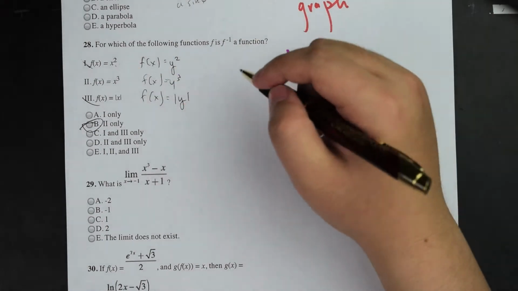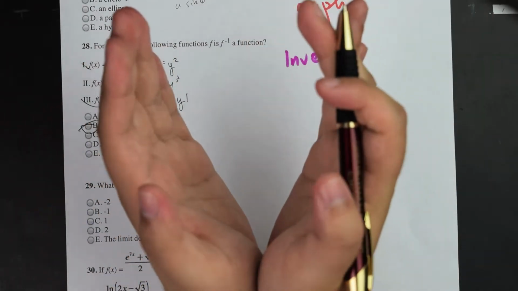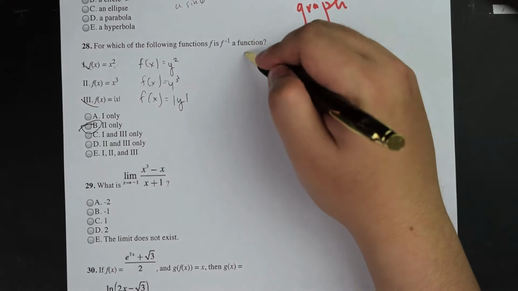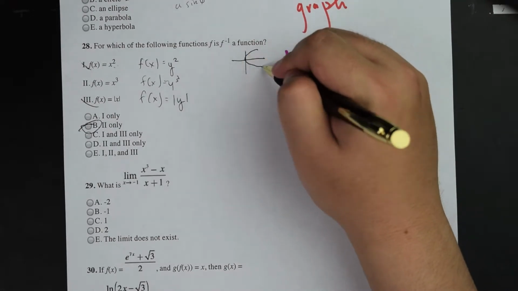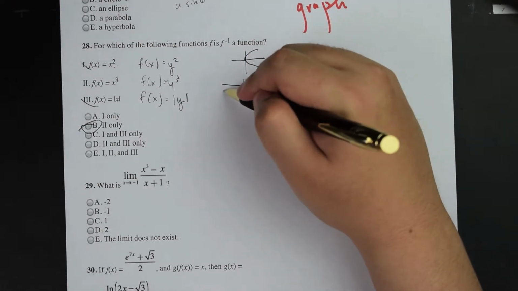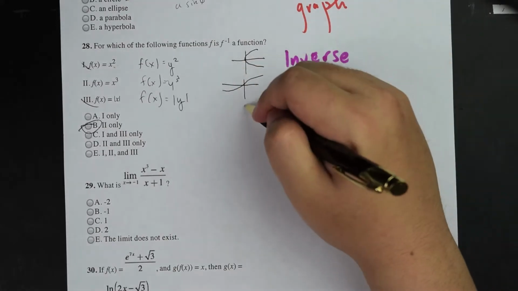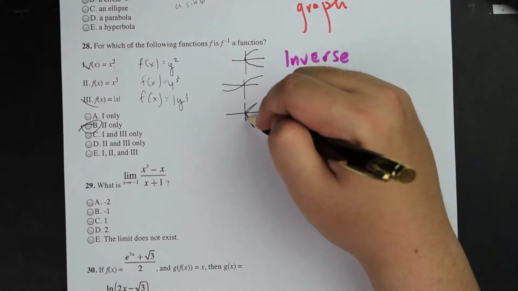Normally x squared will look like the standard U that will exist in a graph, but for y squared, it's going to look something like this. For y cubed, it's going to look something like this, where it's all flipped sideways. And for absolute value of y, it's going to look something like this.